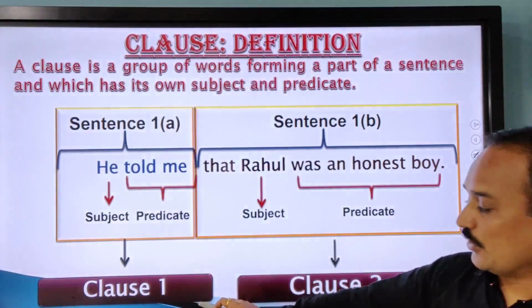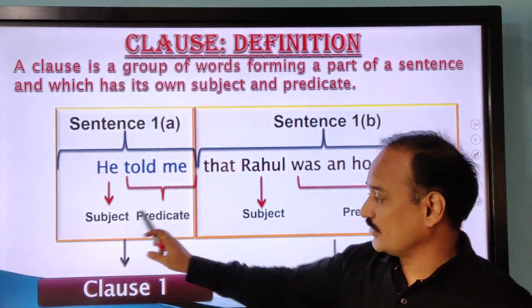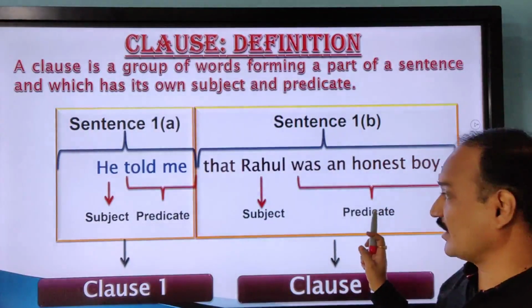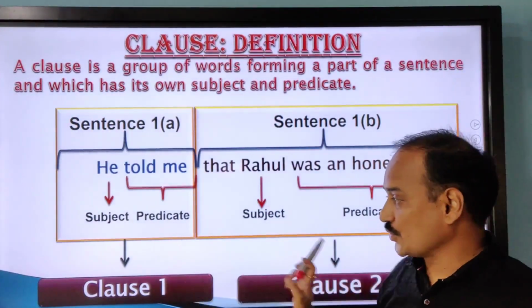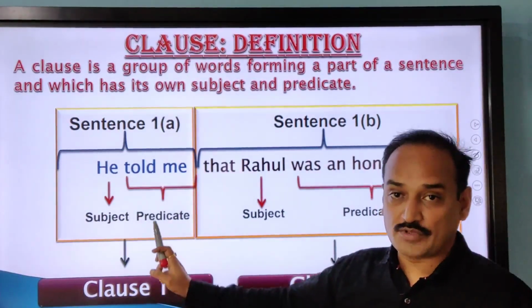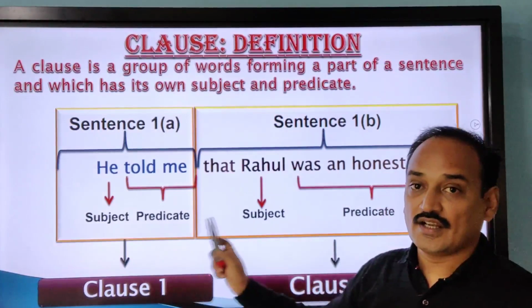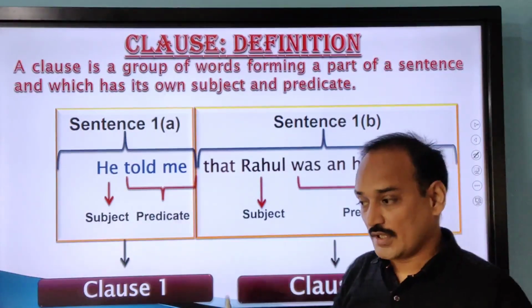This is called clause number 1. This is called clause number 2, because there are separate subjects and predicates, and the two sentences are connected with one conjunction. These two are clauses because a subject and verb, or subject and predicate, is there, and in one sentence there may be a number of clauses. Okay, next.